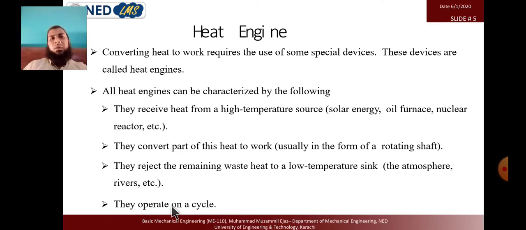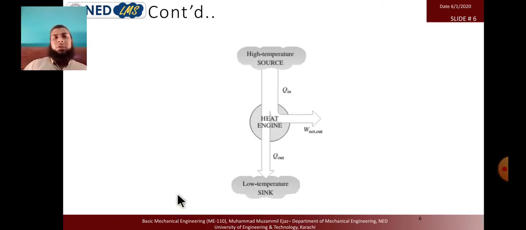Now they operate in a cycle, like in this figure. We have a high temperature source like solar, or a thermal power generation system using furnace oil, coal, or nuclear reactors. They all produce a large amount of heat energy that is considered the source. Then part of the energy is converted into work, and part of the energy is rejected to the heat sink, a low temperature sink, like the river, sea, or atmosphere.